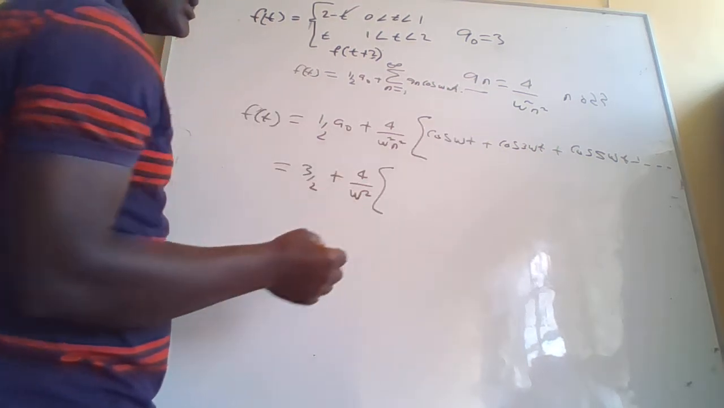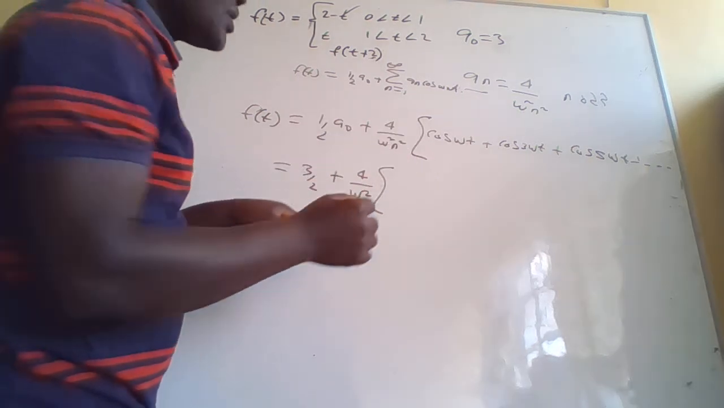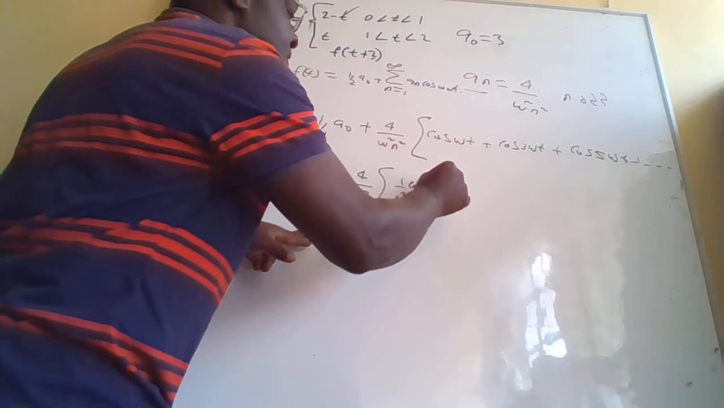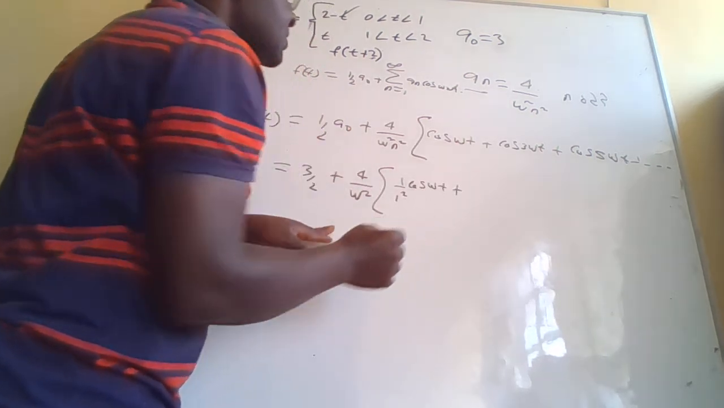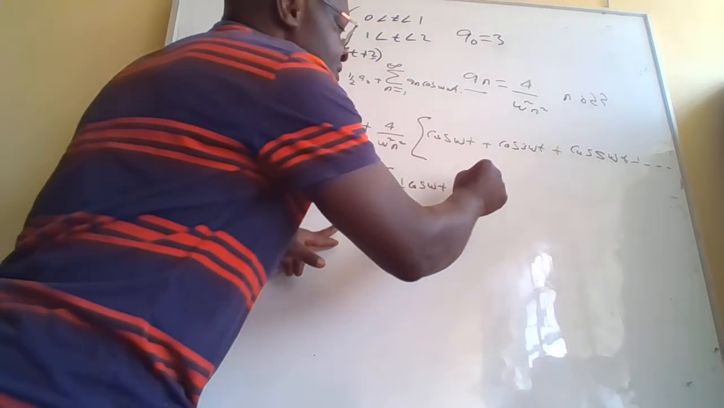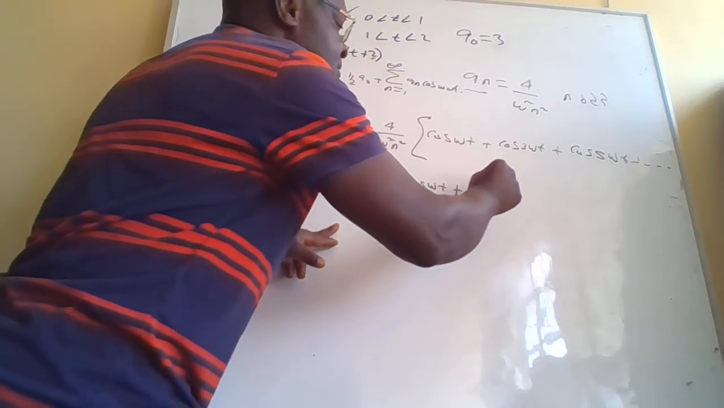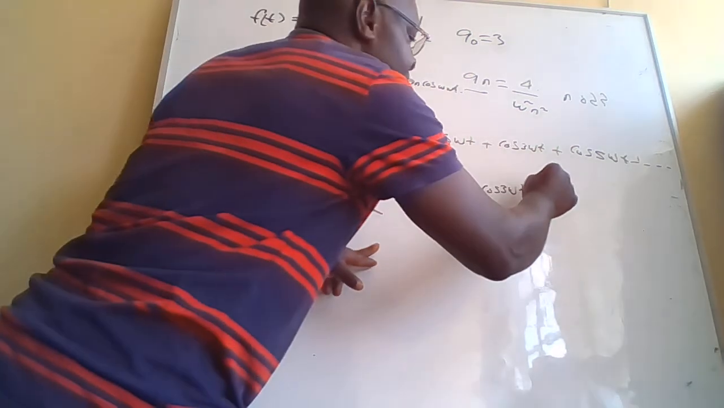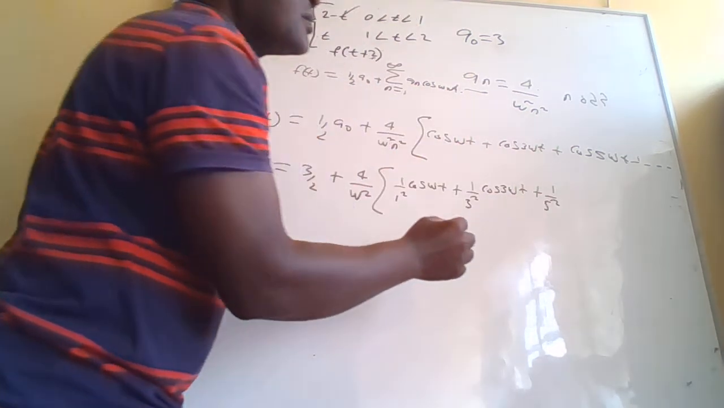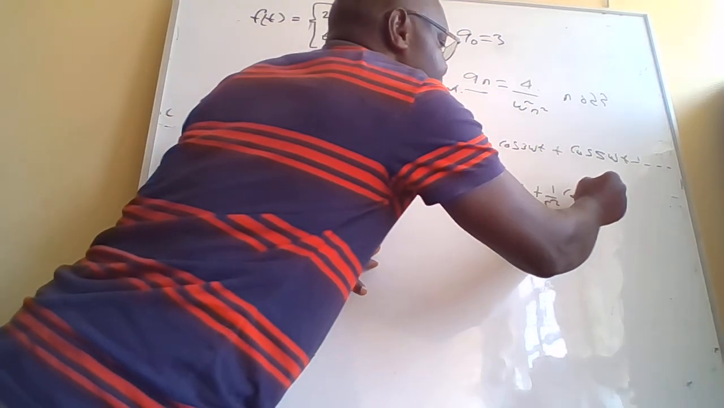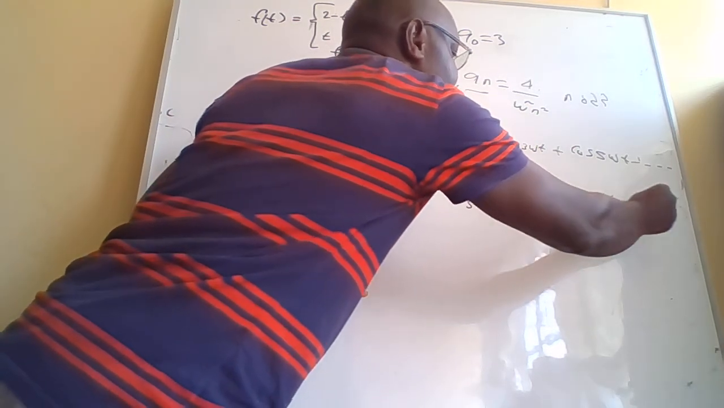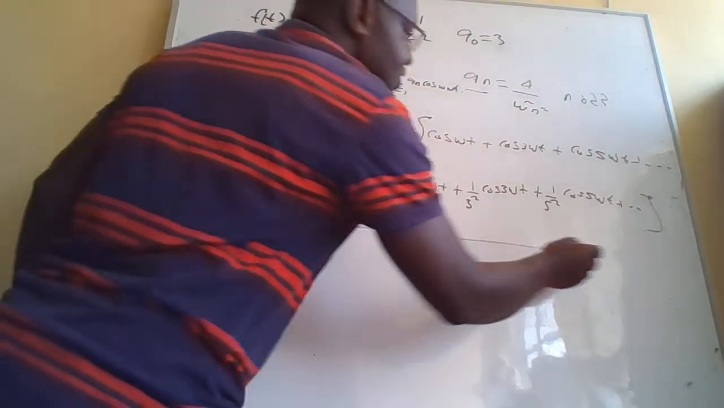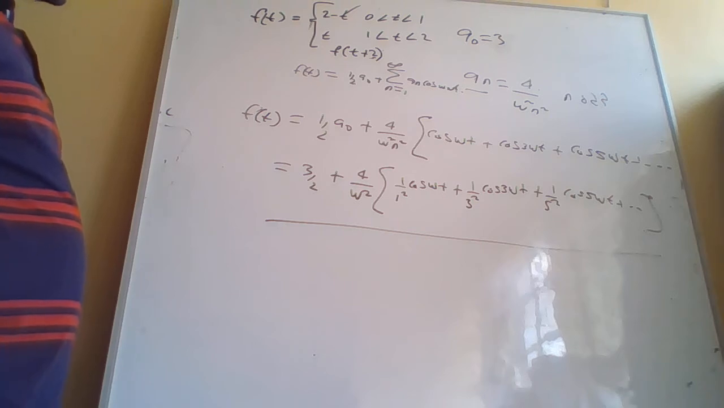I want to take n inside, so when n is 1, here you have 1 over 1 squared cos omega t plus, when n is 3, we have 1 over 3 squared cos 3 omega t plus 1 over 5 squared cos 5 omega t, and it continues like that. So that is the required series.